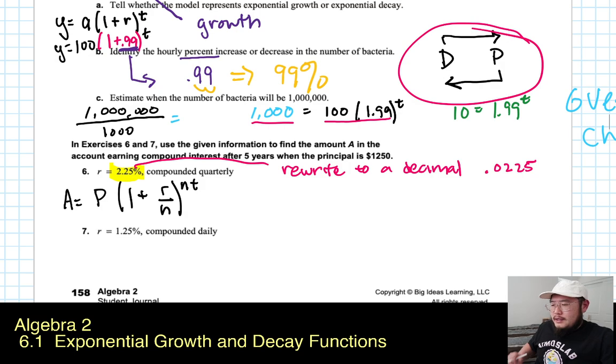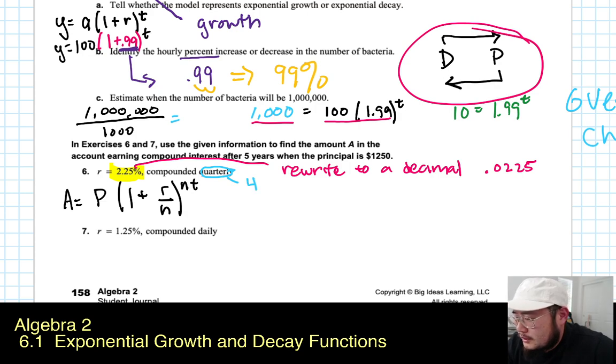Other things that you should know: quarterly. If you split something up into quarters, you're splitting it into fourths. So that means we have interest happening 4 times. We've got a principal of 1,250. So the amount A in the account will be equal to our principal.